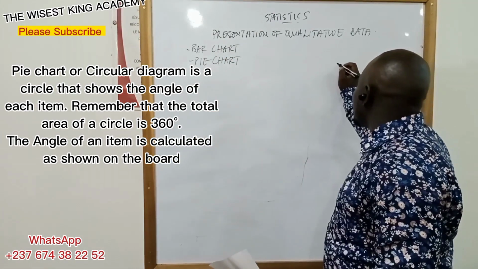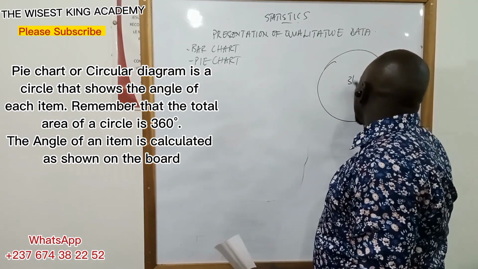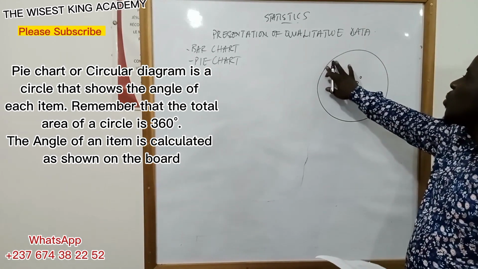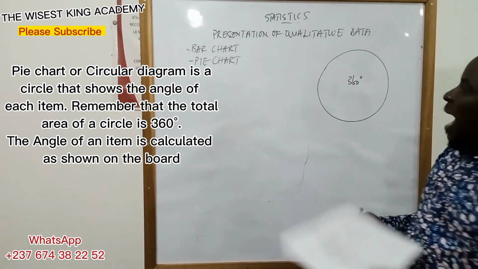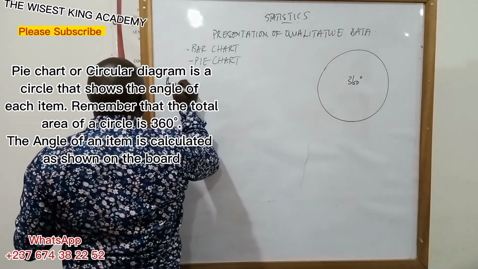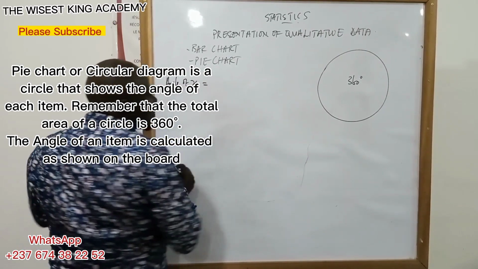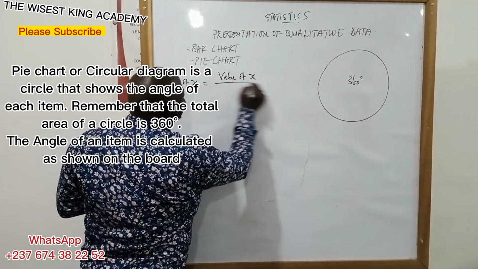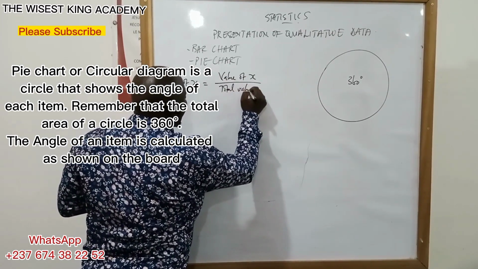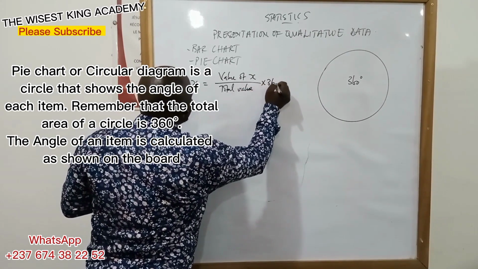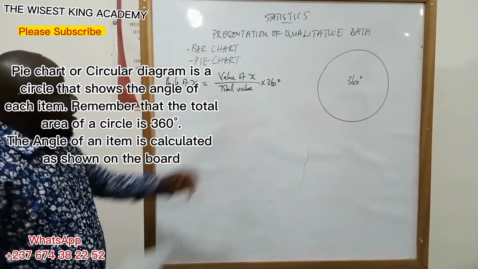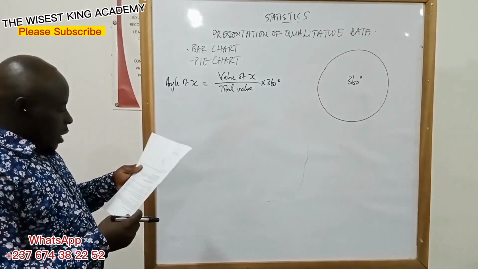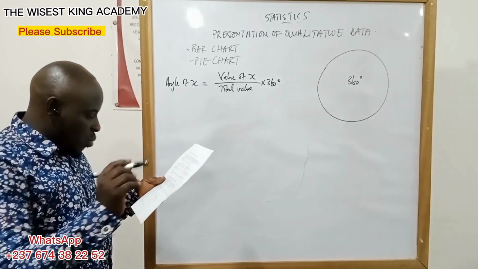Let me try this. I don't know if it's going to be round. This is 360 degrees, the total area. So we want to partition this with respect to the items. So the angle of any item x is calculated by taking the value of x divided by the total value times 360 degrees. So let's pick up example number 1.